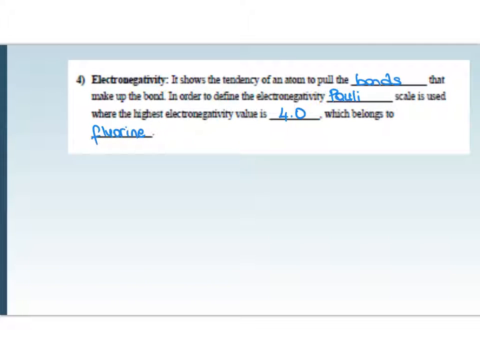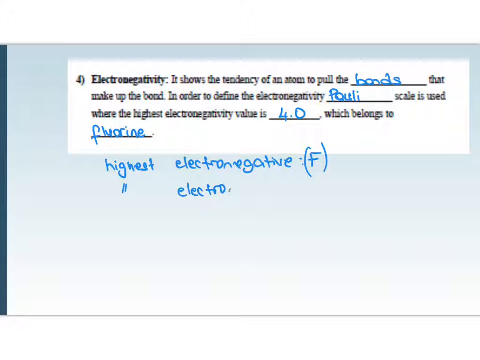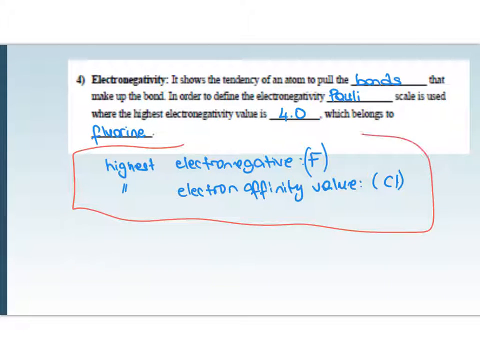Now I have to tell an exception here. If we are talking about the highest electronegative atom, you're going to tell me that this is fluorine. But if you are talking about the element with the highest electron affinity value, you should tell me that it is chlorine. Just please be careful with this exception here.